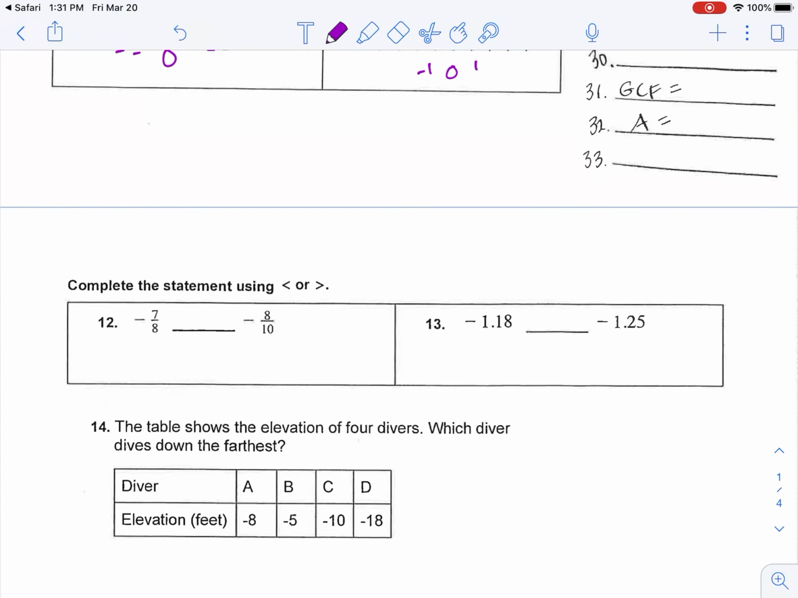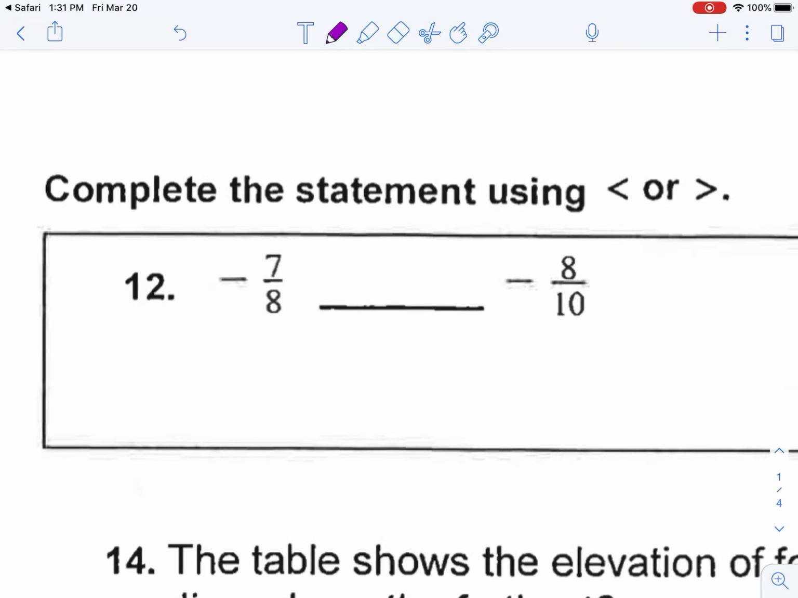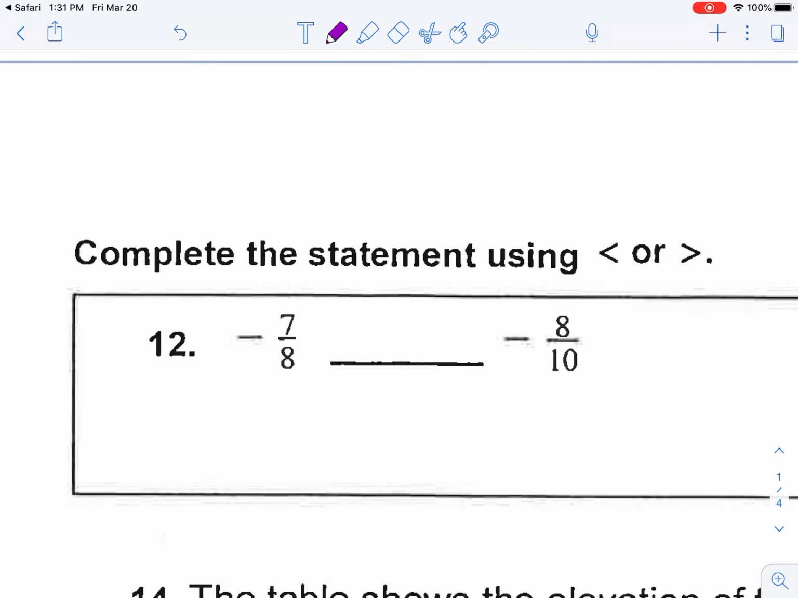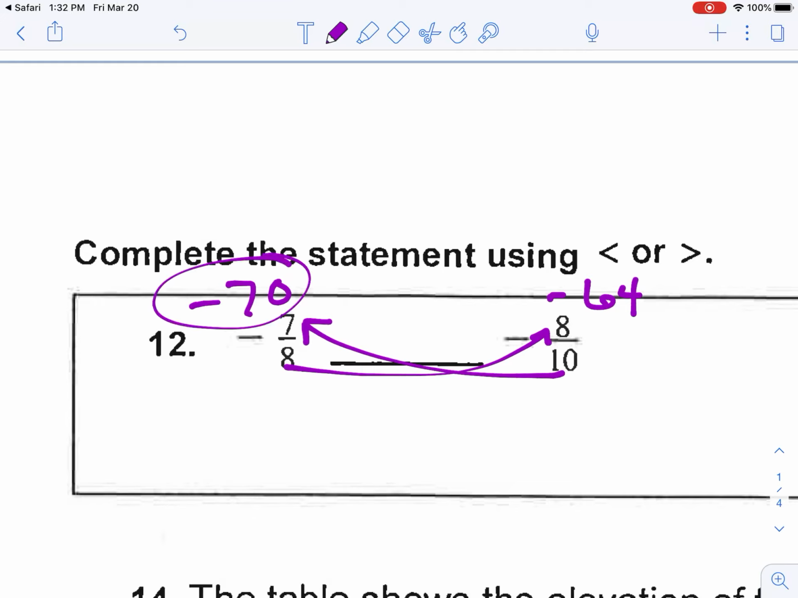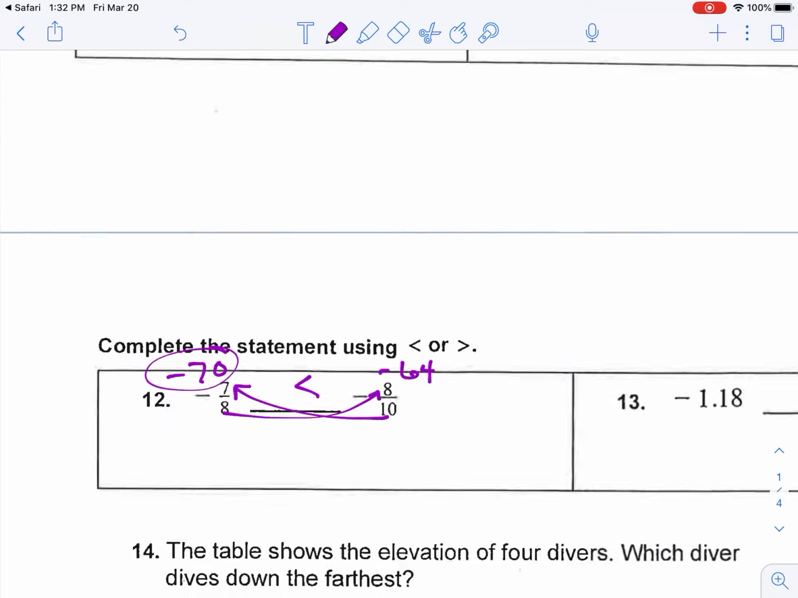Moving on to number 12. We are comparing a negative 7/8 with a negative 8/10. Remember the easiest way to compare fractions. Instead of getting a common denominator and doing a whole lot of work, we can do our cross product. So remember that we can do 10 times a negative 7, which is negative 70. 8 times a negative 8 is a negative 64. And then you're asking yourself which one is further to the left on the number line. Negative 70 is further to the left, so it is less. So negative 7/8 is less than negative 8/10.